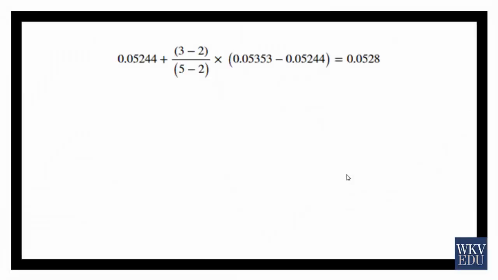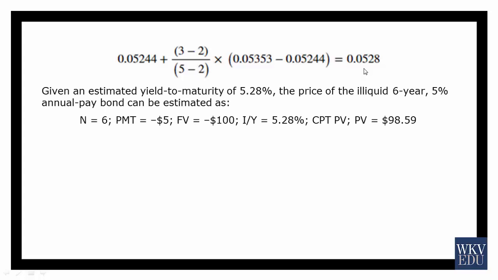It's calculated as follows. Now, given an estimated YTM of 5.28% as calculated here, the price of the illiquid 6-year 5% annual pay bond can be estimated using your calculator and just simple plug and play of formulas.